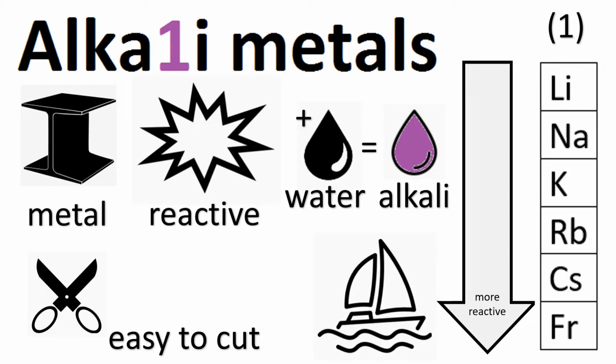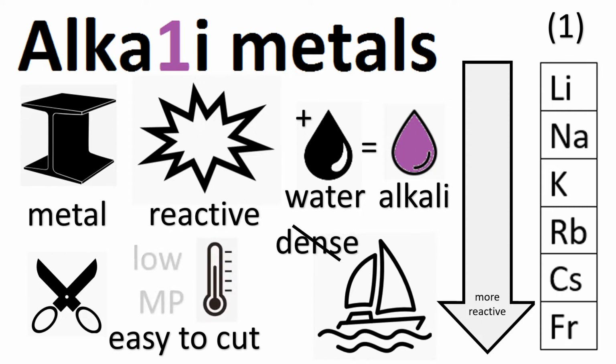What did this symbol mean? Well, it meant that they were not dense. Okay, they were not dense. They have a low density. They float on water, don't they? And finally, you needed to know that they had a low melting point. They are solids at room temperature, but they have low melting points compared to the average metal.